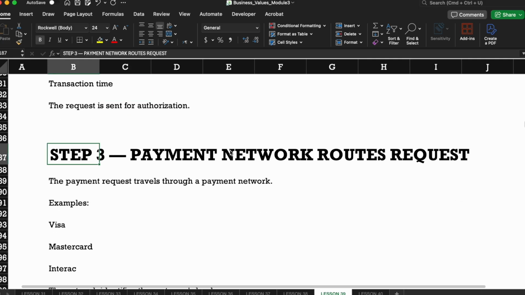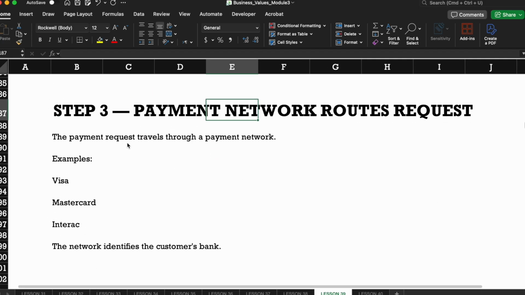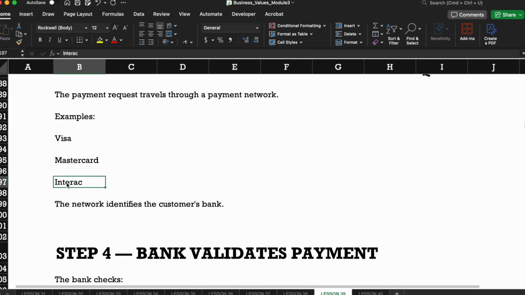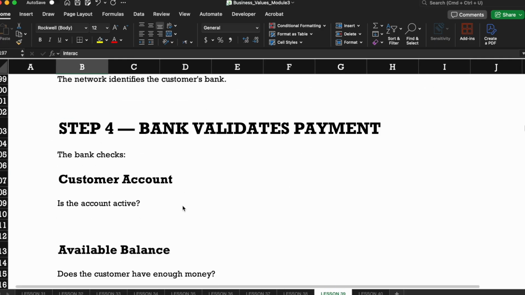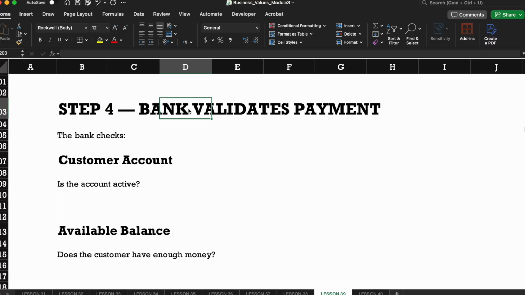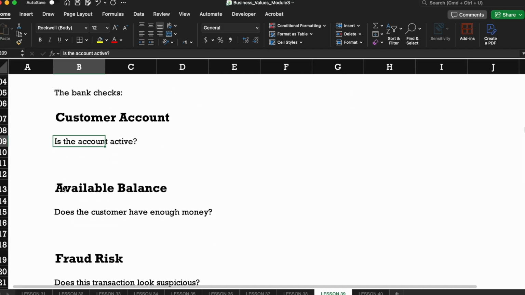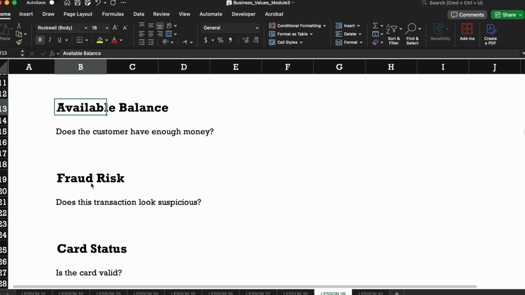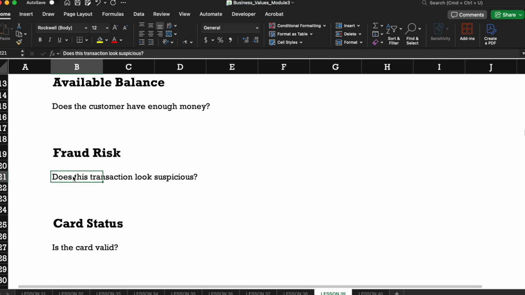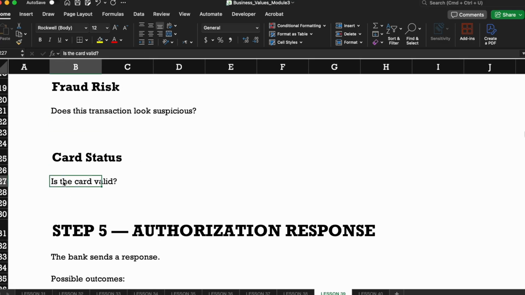Step number 3: payment network routes the request. The payment request travels through the payment network, for example Visa or MasterCard. The network identifies the customer's bank. Step number 4: bank validates the payment. The bank checks the customer account. Is the account active? Is there available balance? Does the customer have enough money? Fraud check: does this transaction look suspicious? Card status: is the card valid?